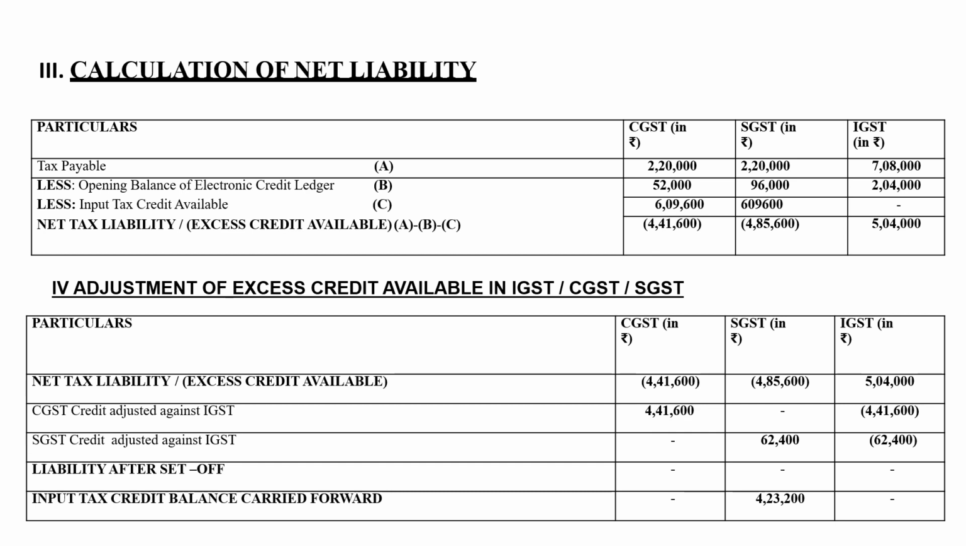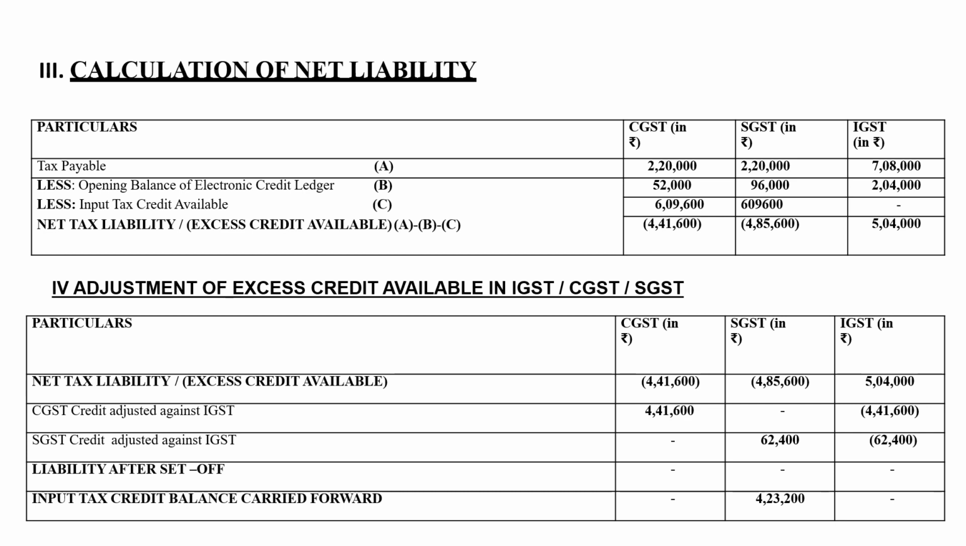It is 52,000 in CGST, 96,000 in SGST, 2,04,000 in IGST. Then we are going to less the input tax credit available. Whatever purchases we have made and services we have availed, we have input tax credit available in our column B. We will write that balance here, but from this we are going to deduct 52,000 because we have already added that 52,000 in the opening balance. It is already there in that total, so we'll deduct this amount and then write the final amount.